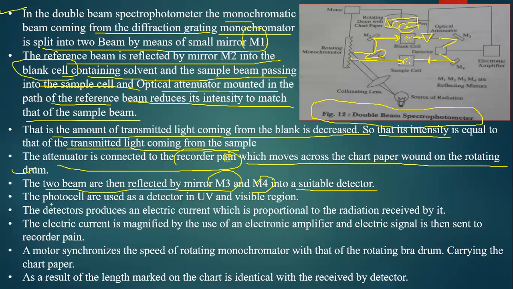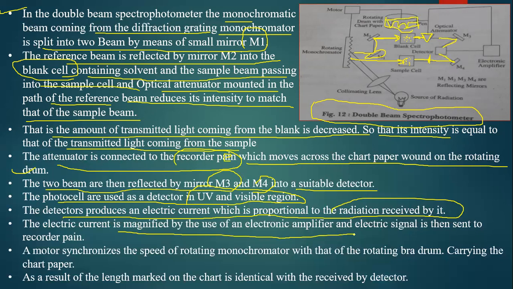A photocell is used as a detector in the UV and visible region. The detector produces an electric current which is proportional to the radiation received by it, and the electric current is magnified with the help of an amplifier. The electrical signal is then sent to the recorder pen. A monochromator synchronizes the speed of the rotating monochromator with that of the rotating drum carrying the chart paper.